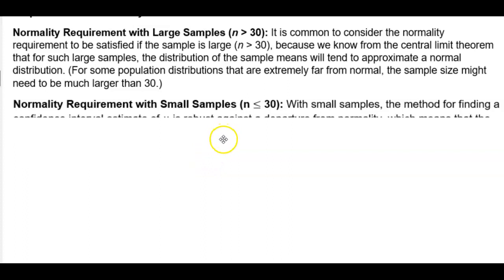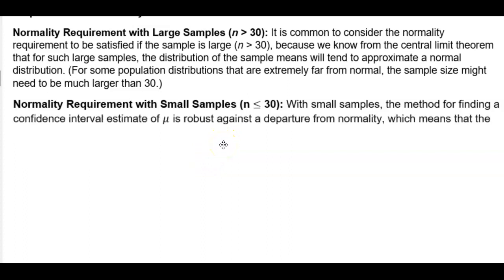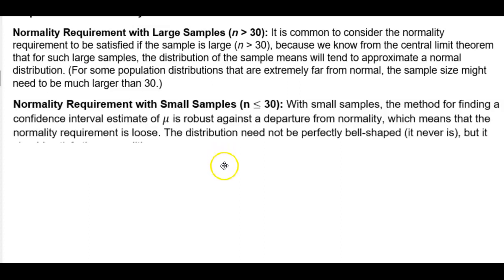The normality requirement with small samples, where n is less than or equal to 30. With small samples, the method for finding confidence interval estimates of the population mean is robust against a departure from normality, which means that the normality requirement is loose.